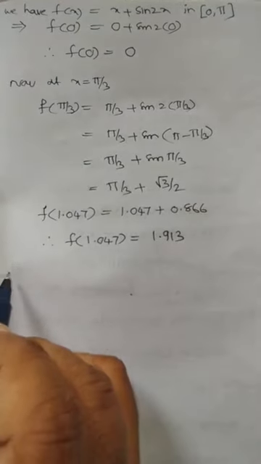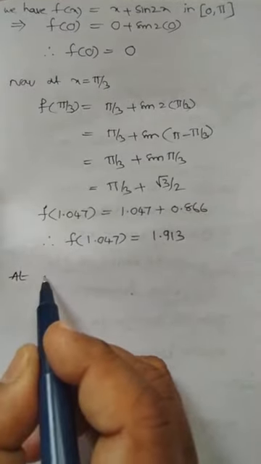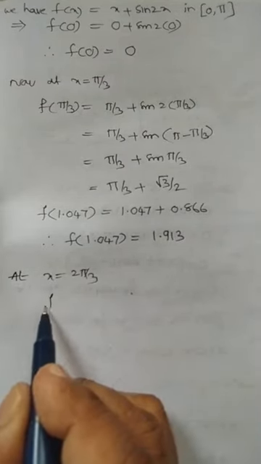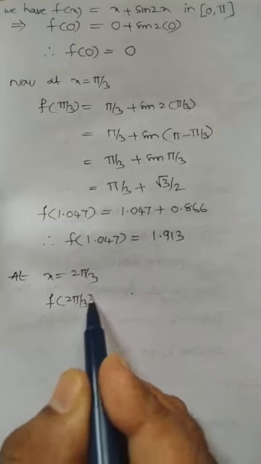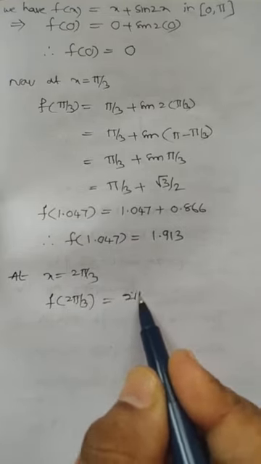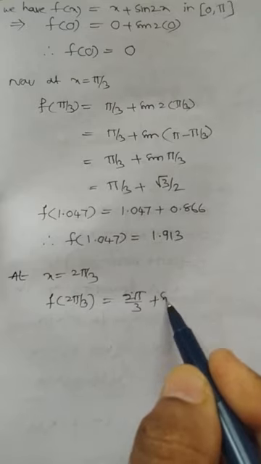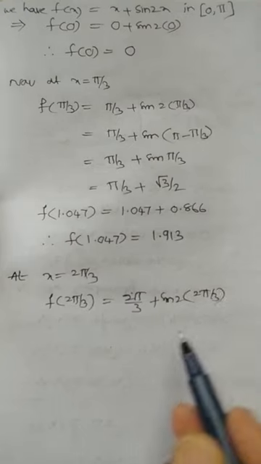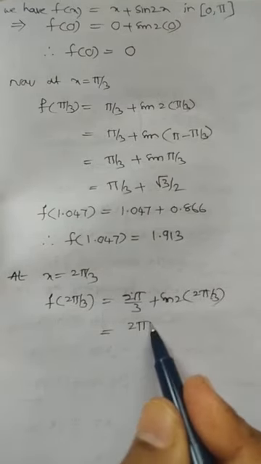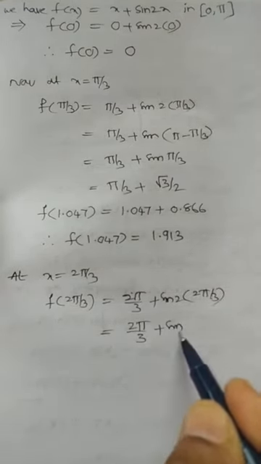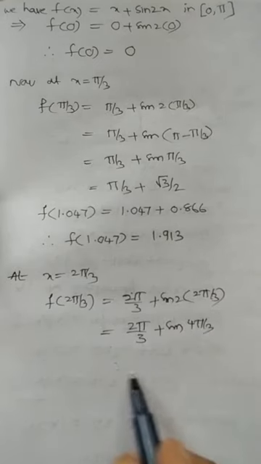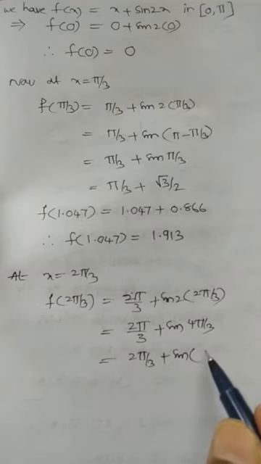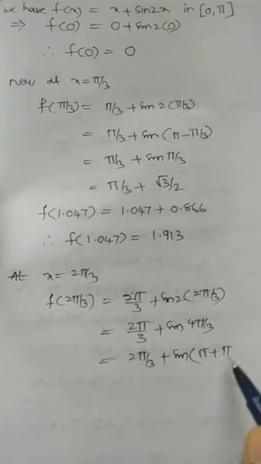At another stationary point, we are going to check at x equals 2 pi by 3 now. So f of 2 pi by 3 is equal to 2 pi by 3 plus sine of 2 into 2 pi by 3. So what would I get here? 2 pi by 3 plus sine of 4 pi by 3. It can be written as sine of pi plus pi by 3.